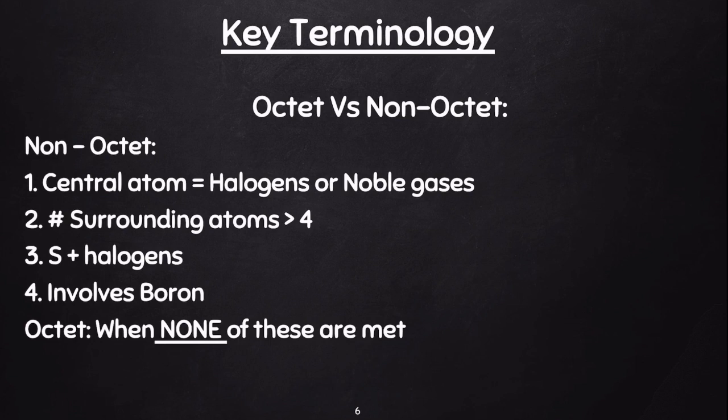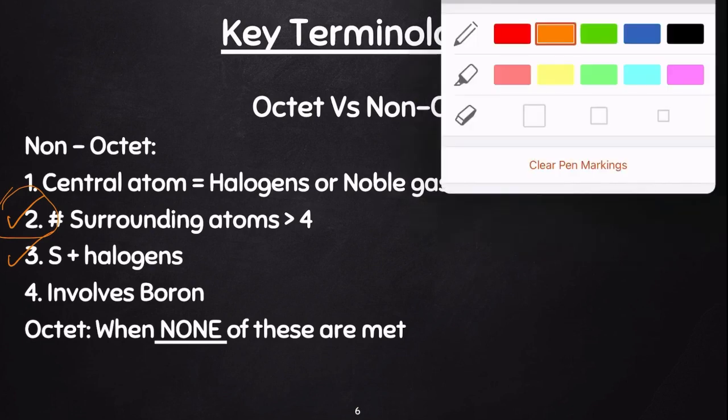So let's say we're drawing the Lewis dot diagram of sulfur hexafluoride. Then we see that since our surrounding atoms is greater than 4, it is 6, and 6 is greater than 4, then this condition is met. And also, since fluorine is a halogen and sulfur is the central atom, this condition is met. But when we're trying to go for speed and a good mark on a test and we're trying to finish, we know that this is the only condition that needs to be met, so we know that this is a non-octet molecule.